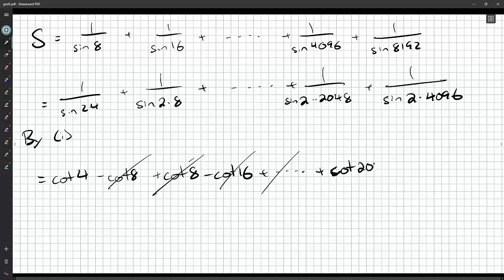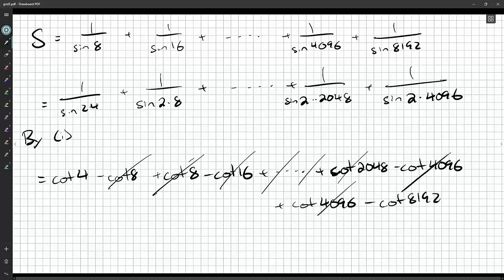cotangent 2048 minus cotangent 4096. That'll cancel out with the one before it, and then plus cotangent 4096 minus cotangent 8192. And those two cancel out. Alright, so S is cotangent 4 minus cotangent 8192.